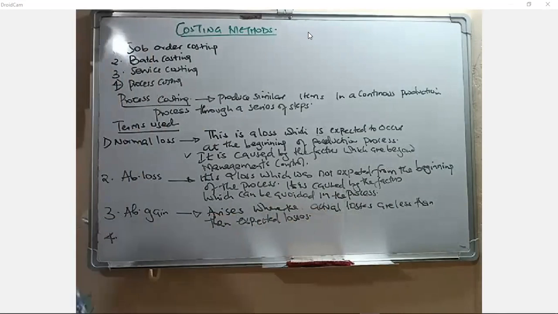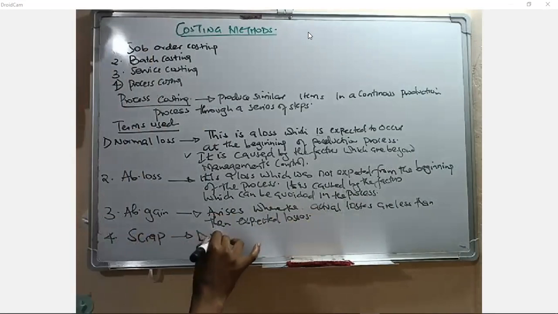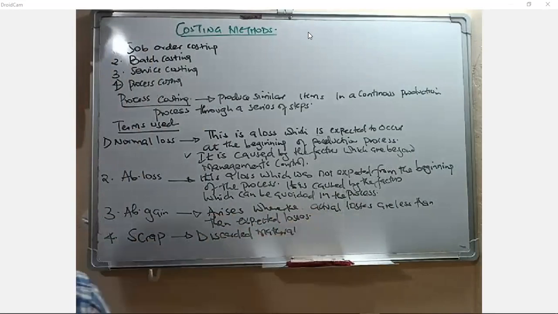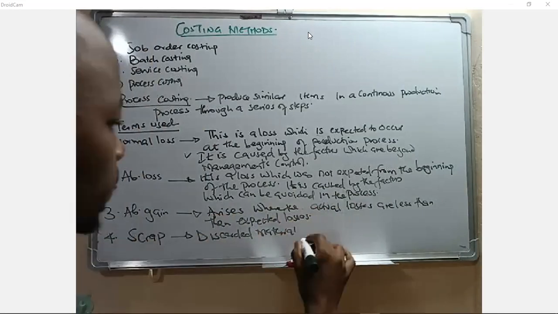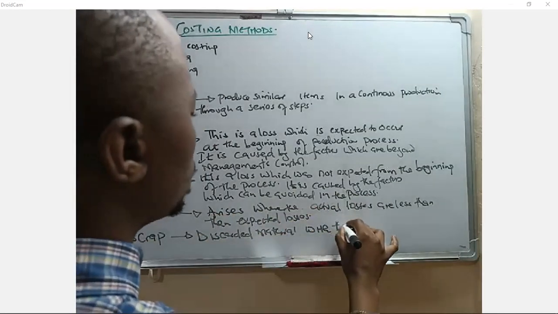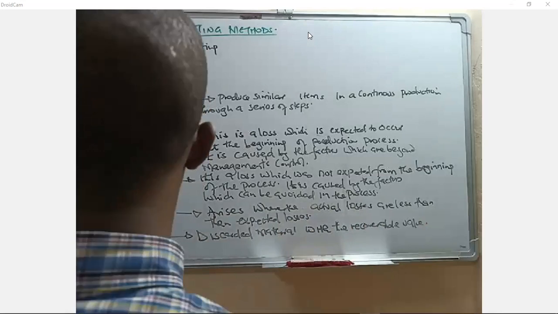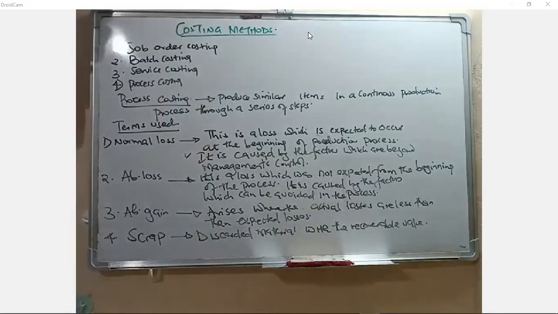There is another thing, number four here, where we are going to discuss scrap. When you look at scrap, basically, we are looking at discarded materials with a recoverable value. Those are the terms that you need to know under process costing.